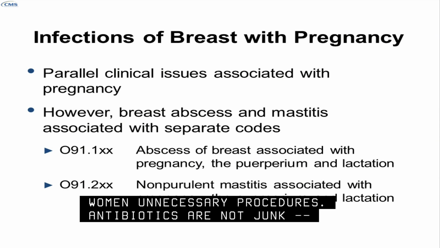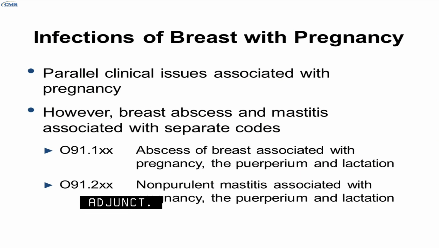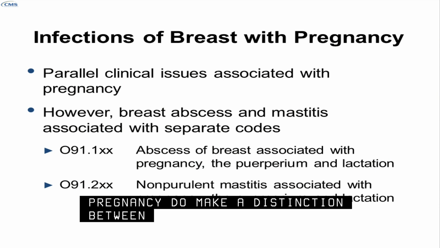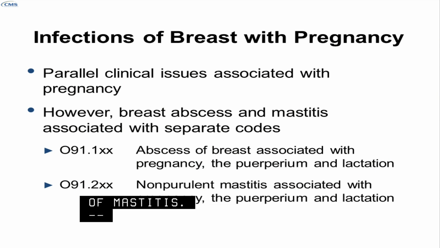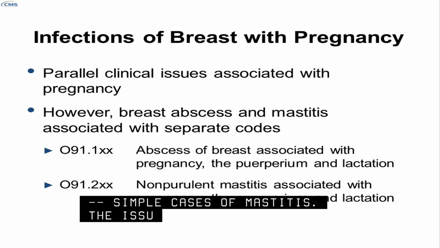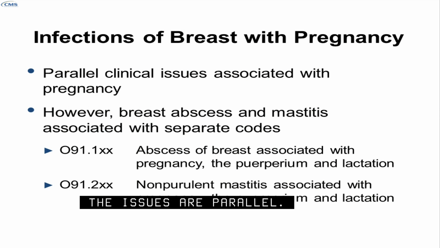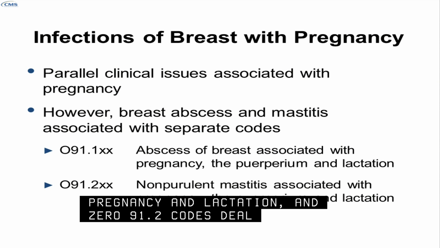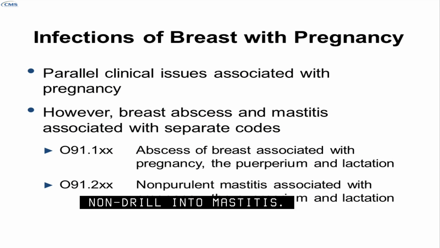Interestingly, the classification of infections of the breast that occur during pregnancy do make a distinction between abscess and simple cases of mastitis, even though the issues, I believe, are essentially parallel. The O91.1 set of codes concern abscess of the breast associated with pregnancy, the puerperium, and lactation. And then the O91.2 codes deal with non-purulent mastitis in these cases. And I believe by non-purulent mastitis, the emphasis is that it's not an abscess per se.